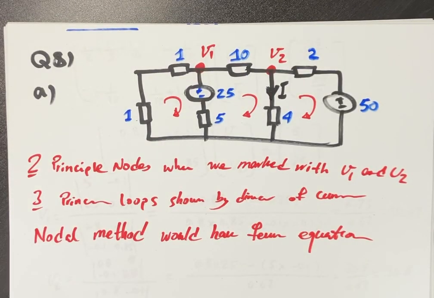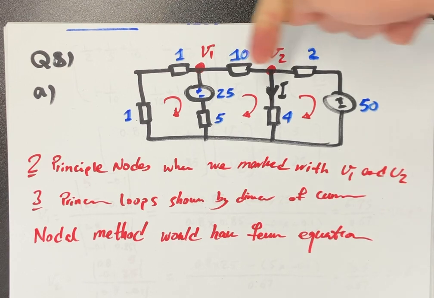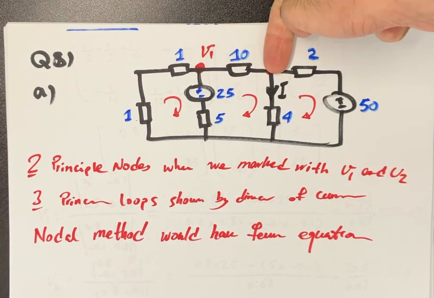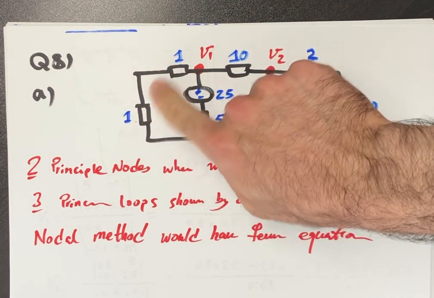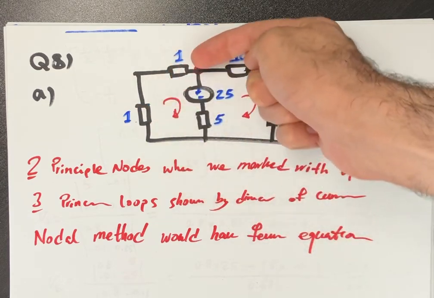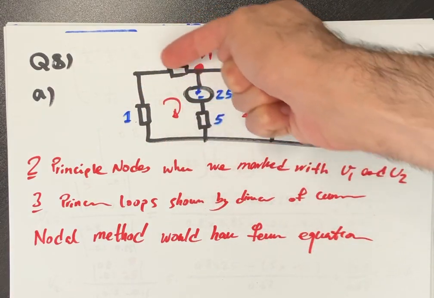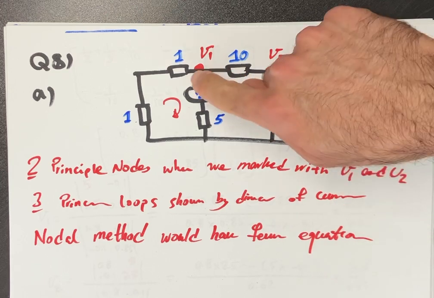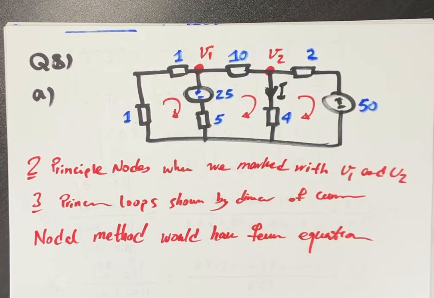Question number 8 is a circuit. The first question is how many principal nodes and how many principal loops you can identify in this circuit. There are two principal nodes. This is not a principal node because these two resistors can be merged and basically you have a single resistance and a branch here. So there is no principal node here.